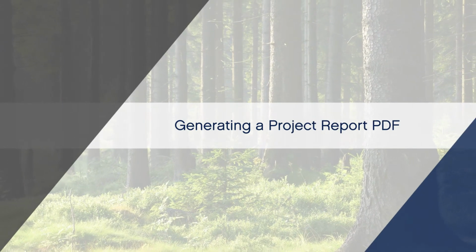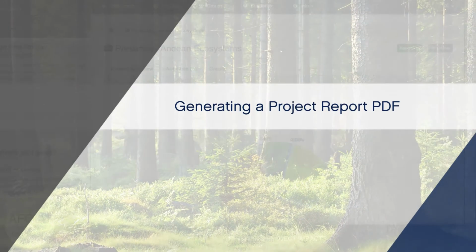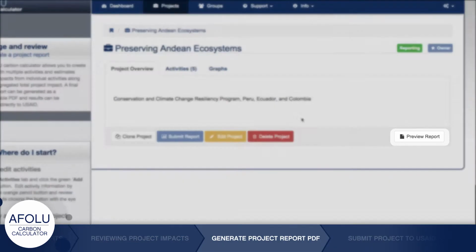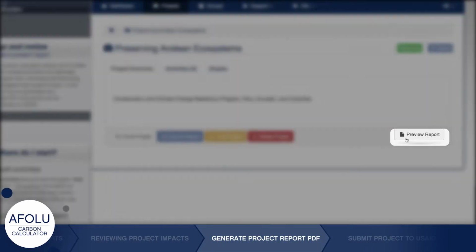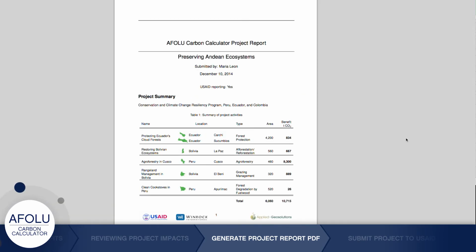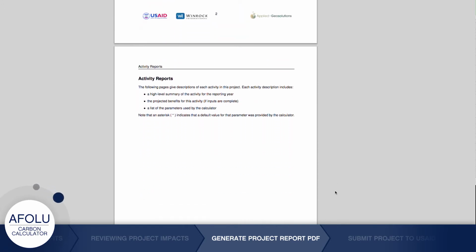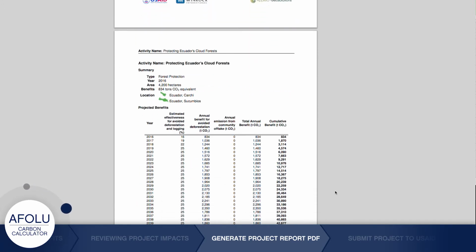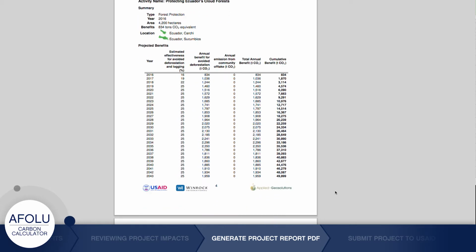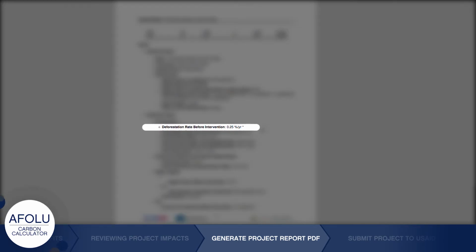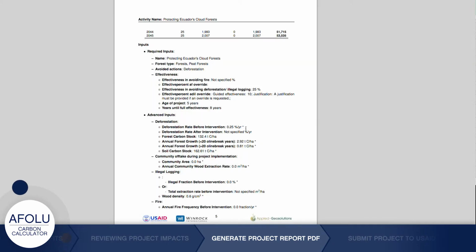To view a downloadable, printable PDF summary of the project and all activity inputs, click the Preview Report button on the main Project Overview page. A new window will open displaying the project report. This report shows the inputs for all activities added to the project as well as their benefits. The report lists all parameters used to calculate activity benefits and indicates which values came from the calculator's default database with an asterisk.